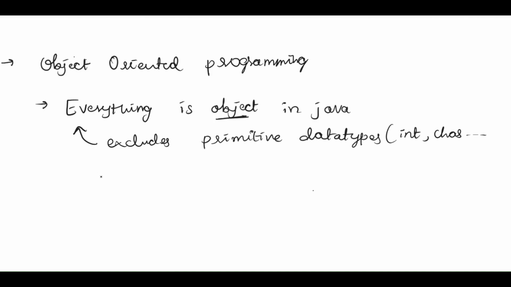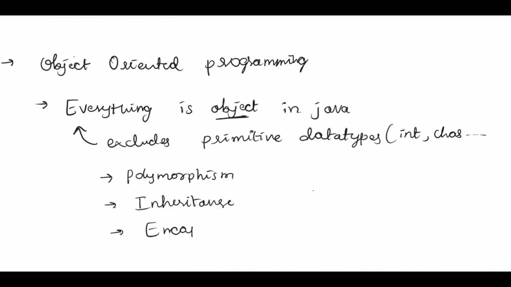The key features of object-oriented programming are, the first one, polymorphism, inheritance, encapsulation, and abstraction. These are the key features of object-oriented programming.